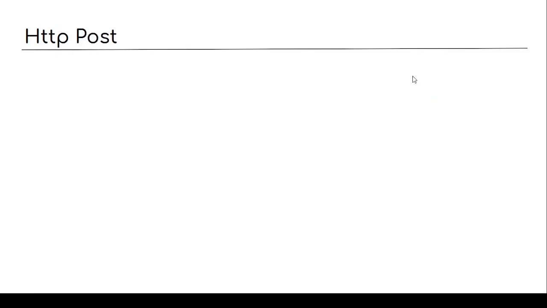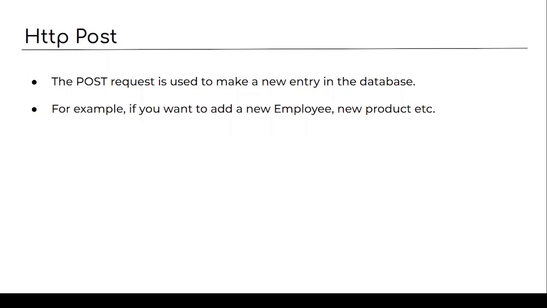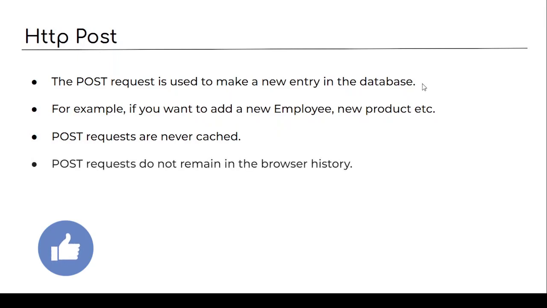The next one is HTTP POST. The POST request is used to make a new entry in the database. Suppose you want to create something, for example, if you want to add a new employee or new product, in this case we use HTTP POST. POST requests are never cached. We cannot cache the POST request, and the POST request does not remain in the browser history.